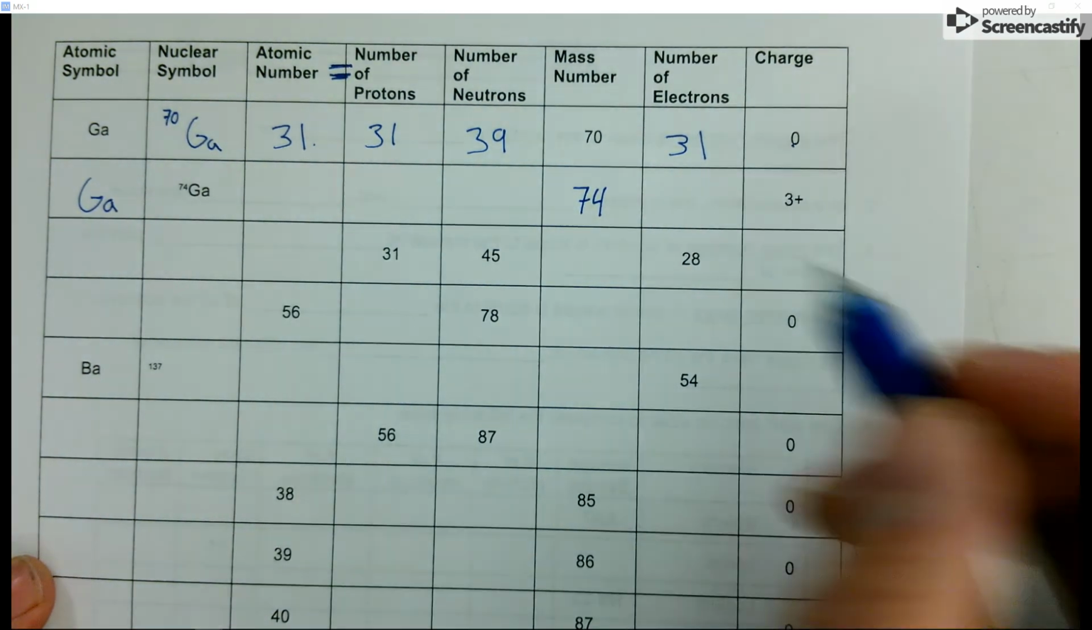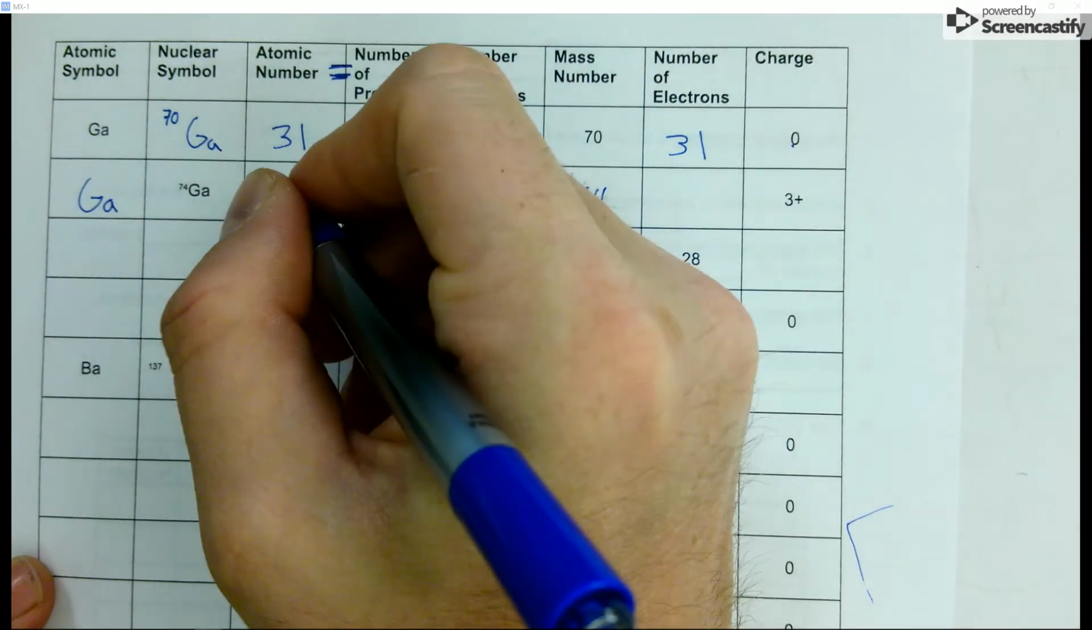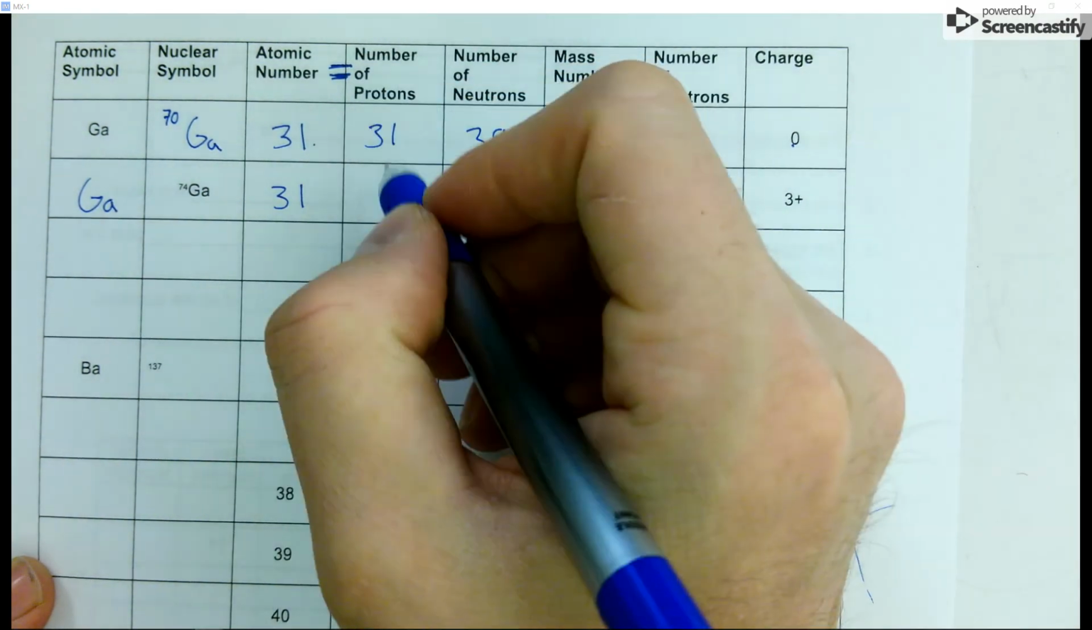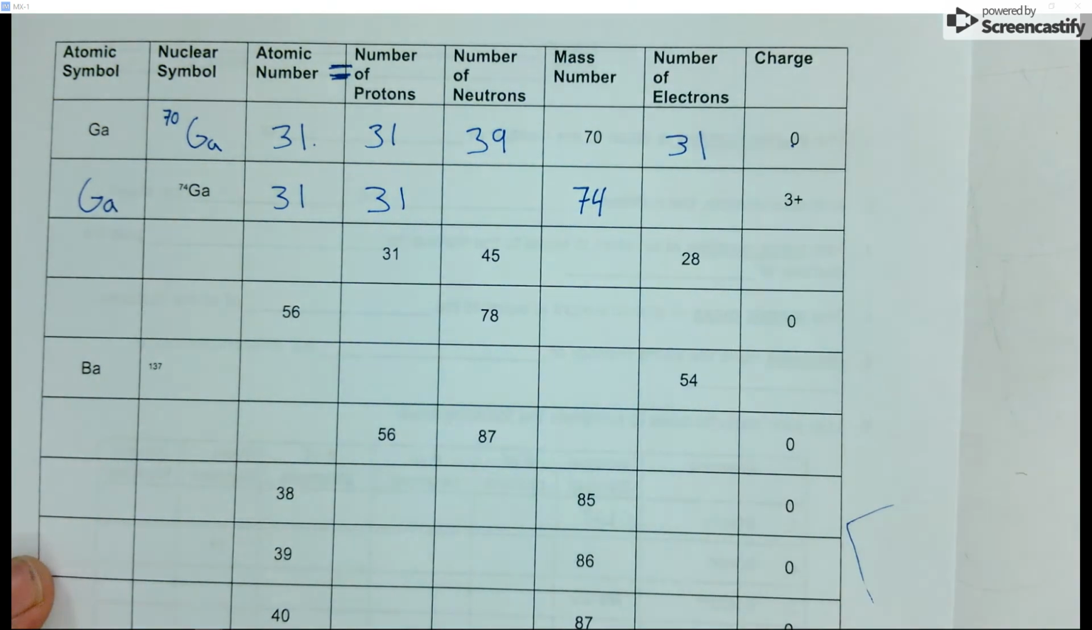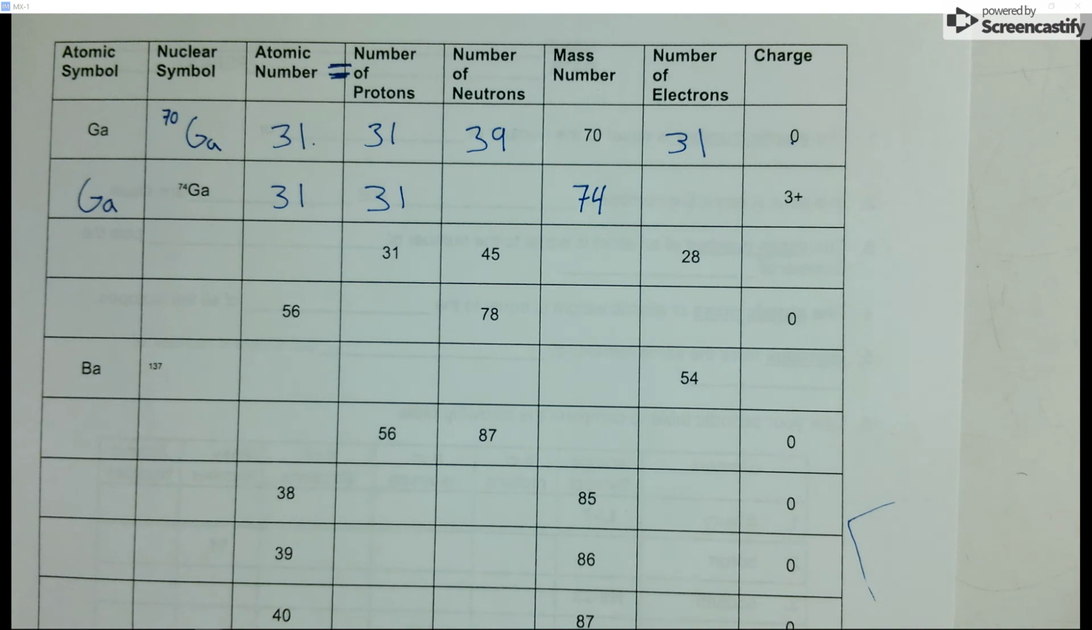Not so bad. Now the nice part is, since it's still gallium, the atomic number is still 31, and the number of protons is still 31 because it's gallium. If it was, say, calcium, it would have 20 protons and the atomic number would be 20. If it was hydrogen, it'd have 1 proton and the atomic number would be 1. That element will always have the same number of protons and the same atomic number.